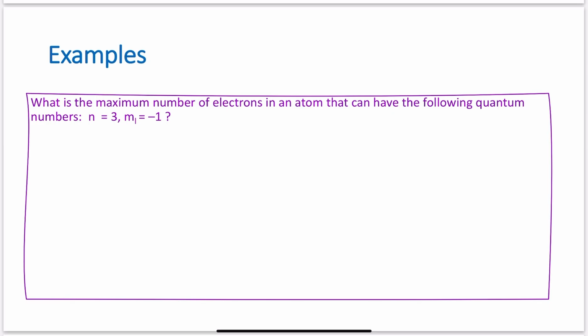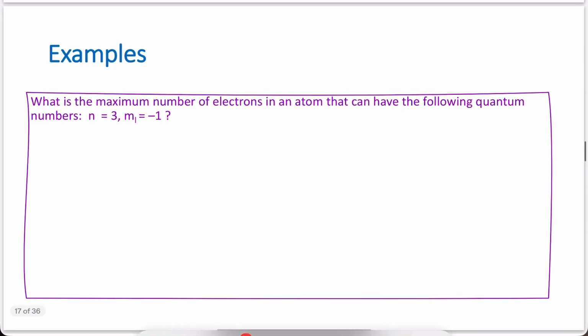Next up, what is the maximum number of electrons in an atom that can have the following quantum numbers? N equals 3, M sub L equals 1. Okay. If N equals 3, that's the third energy level. Which means I can have a 3s, a 3p, or a 3d.